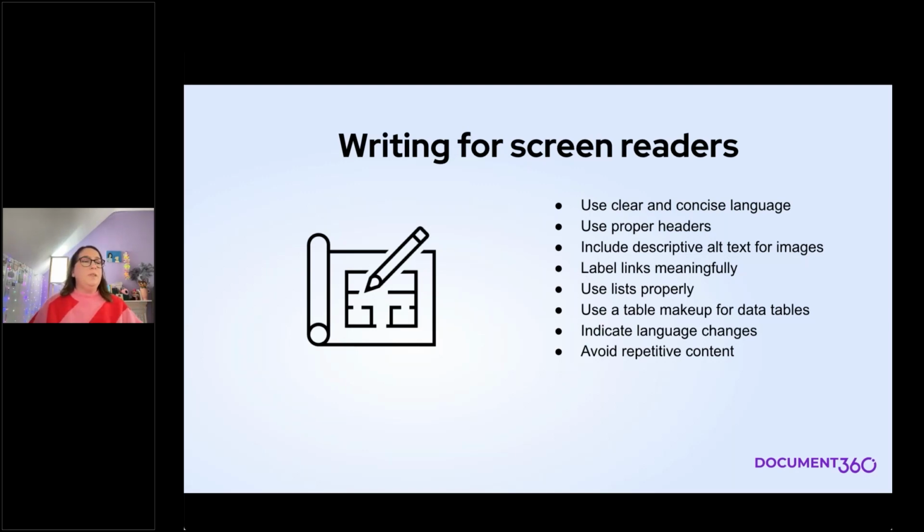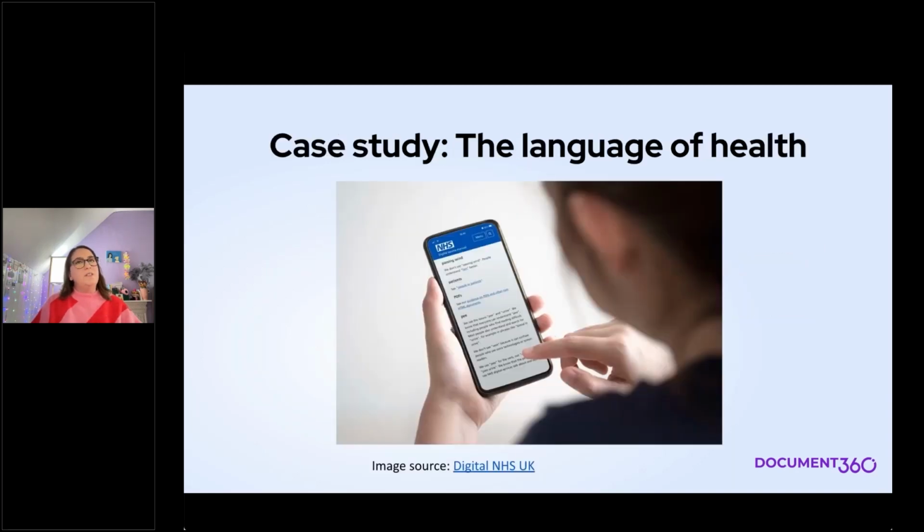And yeah, those are those tips there, and then we'll move on to the next slide, which is our case study. So I'm going to be talking to you about the language of health, and this is a case study that was written up by Sarah Wilcox, a content designer at NHS UK. So I'll just fill in the context. NHS stands for the National Health Service.